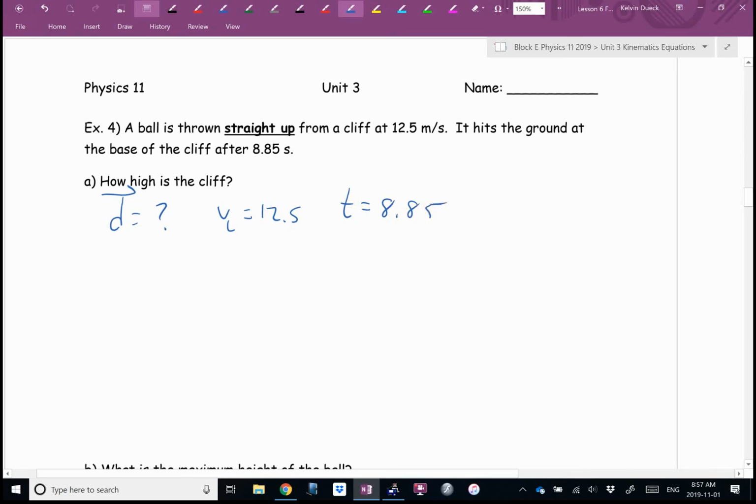That's only two things. I need three things. Oh, A. Negative 9.8. Again, even on the way up, it's accelerating down at negative 9.8. And then on the way down, it's accelerating down at negative 9.8. Which equation?